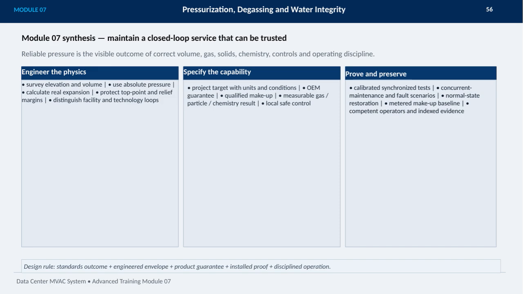Next, specifying capability means setting clear project targets with units and conditions, ensuring an OEM guarantee, qualified makeup, measurable results for gas, particles, and chemistry, and implementing local safe control. Finally, proving and preserving the system involves calibrated synchronized tests, handling concurrent maintenance and fault scenarios, restoring normal states, maintaining a metered makeup baseline, and having competent operators supported by indexed evidence. Remember, the design rule combines standards outcome, an engineered envelope, product guarantee, installed proof, and disciplined operation to achieve optimal MVAC system performance.